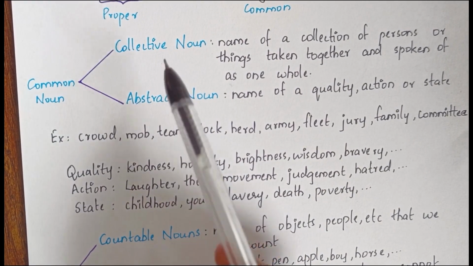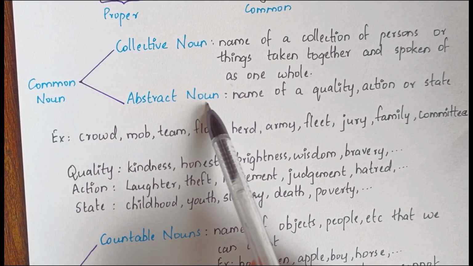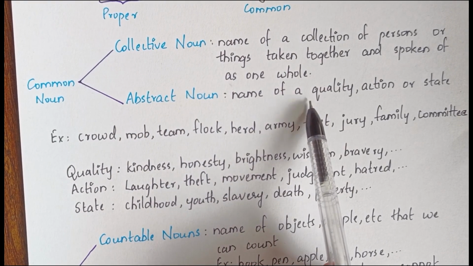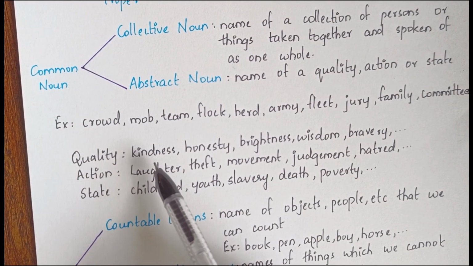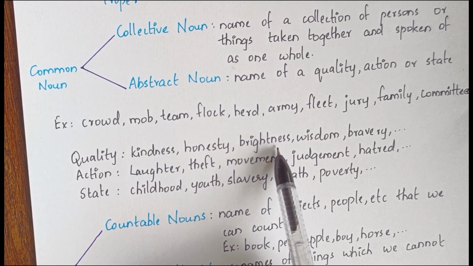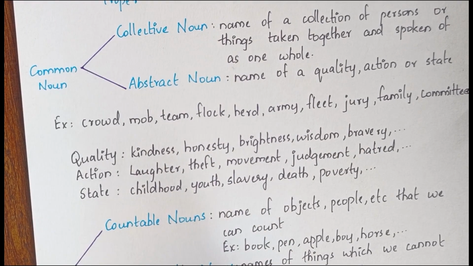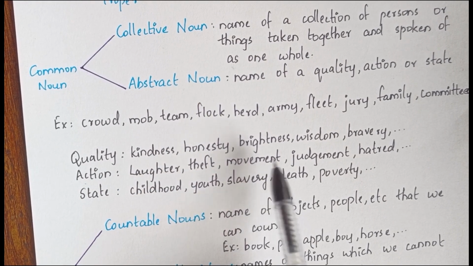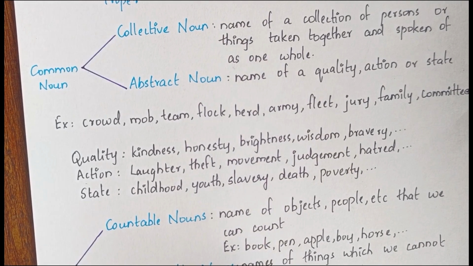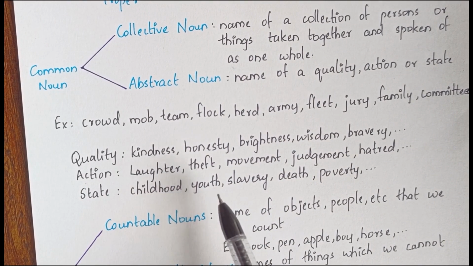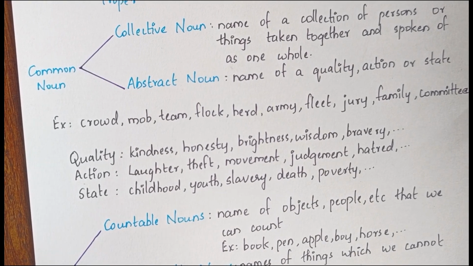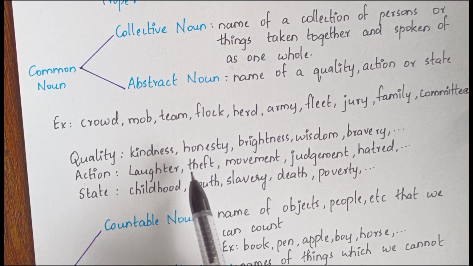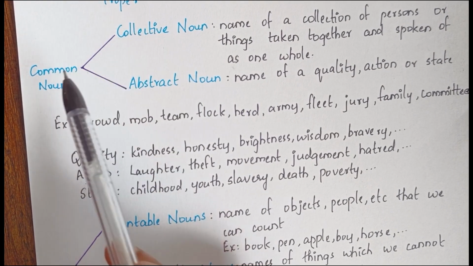Then what is abstract noun? It is the name of a quality, action, or state. For example, examples of quality are kindness, honesty, brightness, wisdom, bravery, etc. And for action, examples are laughter, theft, movement, judgment, hatred, etc. For state, it is childhood, youth, slavery, death, poverty. So these are the examples of abstract nouns. So abstract noun and collective noun are the two classifications of common noun.